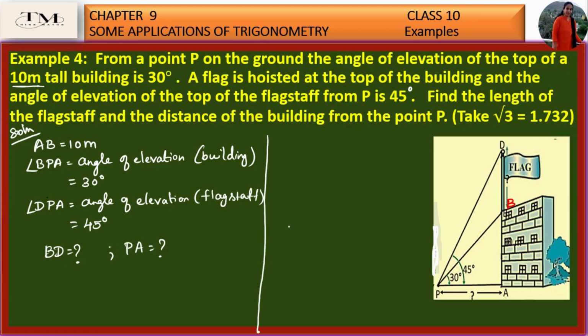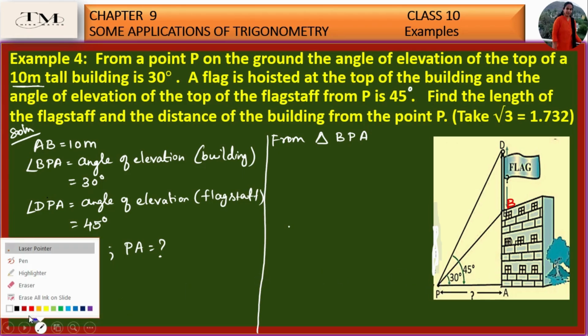Now we have two right angles. Which are they? Angle A makes 90 degree here. So building starts straight and flag starts straight, so angle A is equal to 90 degree. So we have two right angles. One right angle is from triangle BPA. Angle BPA is equal to 30 degree and we know AB. AB is 10 meter. We have to find PA.